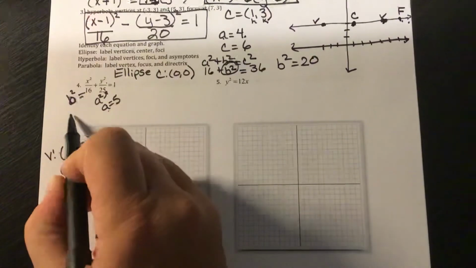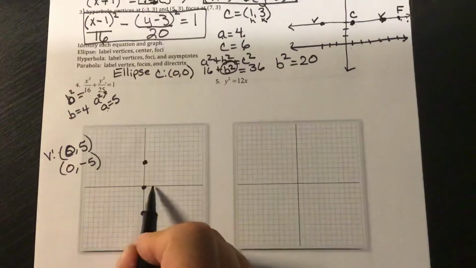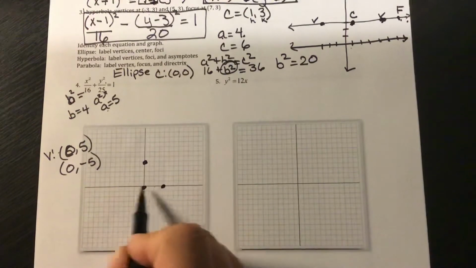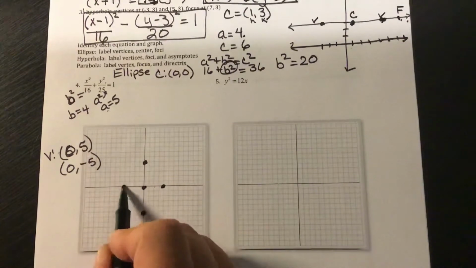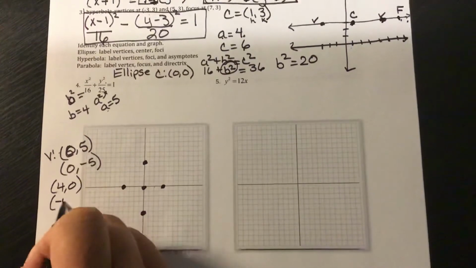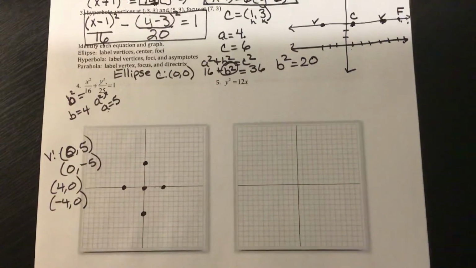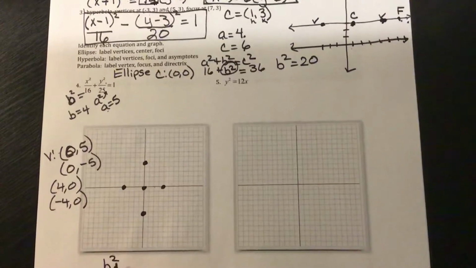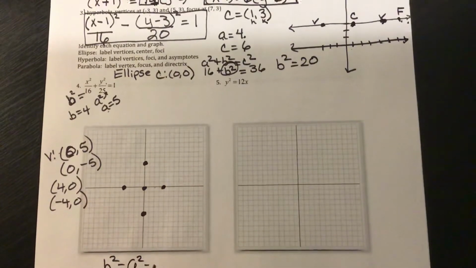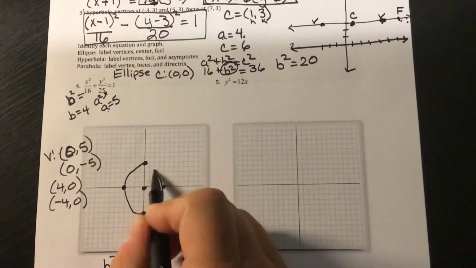Then I'm going to have my b value. B squared is 16, so b is 4. So along the x-axis, I'm going to go 4 units. So this is 4, 0 and -4, 0. So there's my vertices. And my foci will come from the equation b squared equals a squared minus c squared. Okay, you can kind of just draw this in.